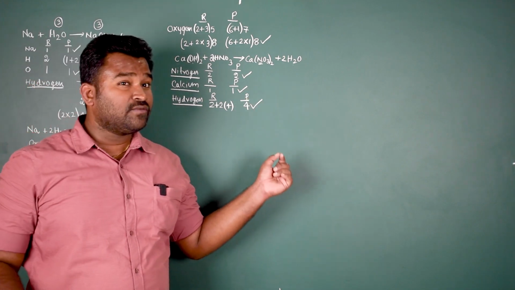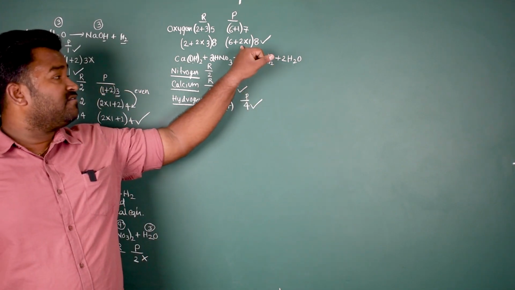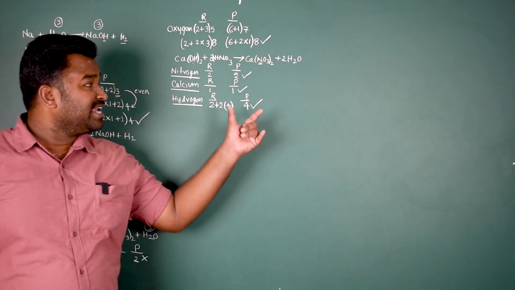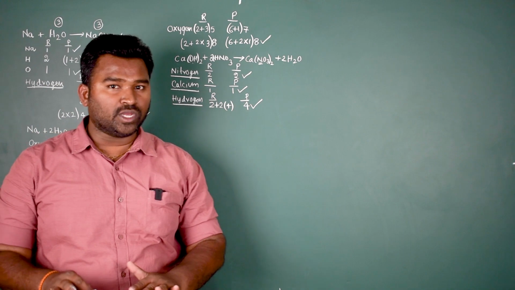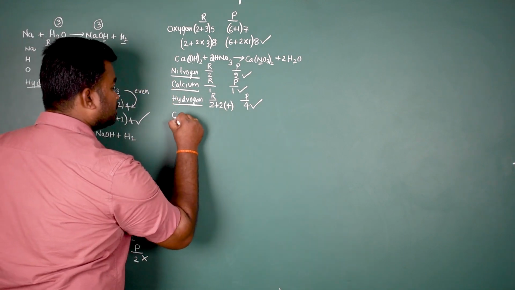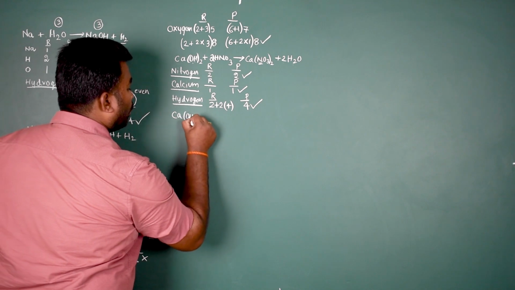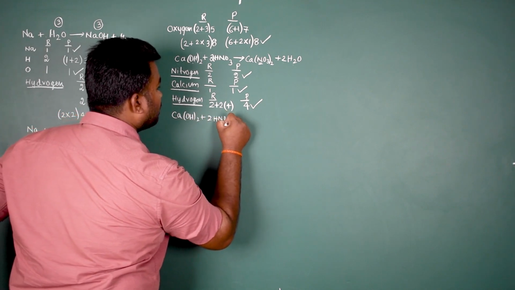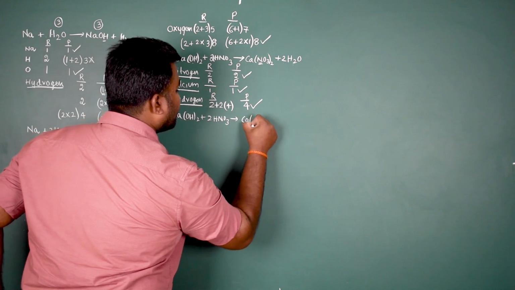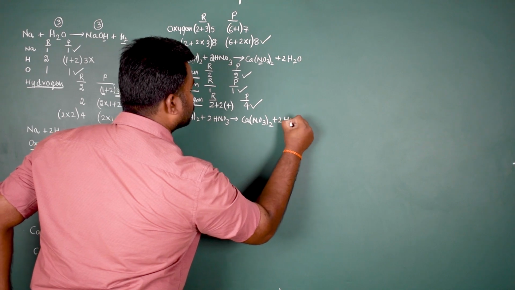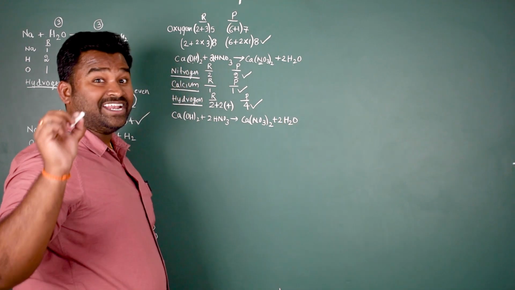If you look at this equation, we made only one change, that we tried to make it even. Just by making it even, we indirectly balanced the whole equation, correct? So what is our complete balanced equation? Ca(OH)2 plus 2HNO3 forming Ca(NO3)2 plus 2H2O. So one final check.